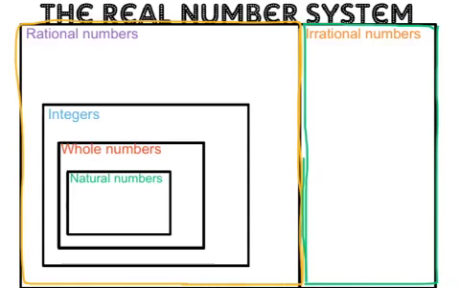You've got rational numbers. And on the rational number side, underneath rational numbers, you have integers, whole numbers, and natural numbers. And all those are considered rational numbers. And then on the other side you have irrational numbers. So let's first talk about rational numbers.